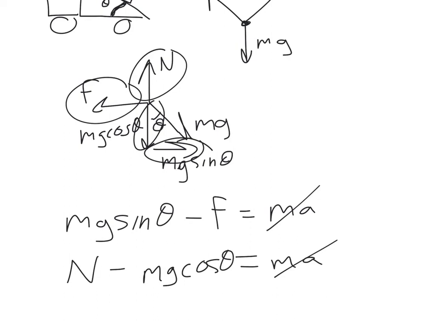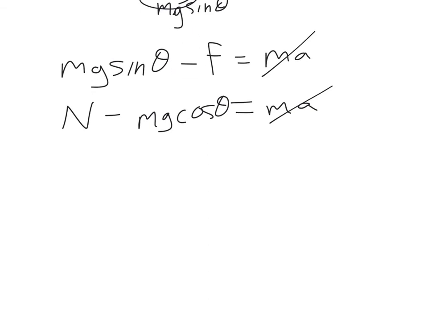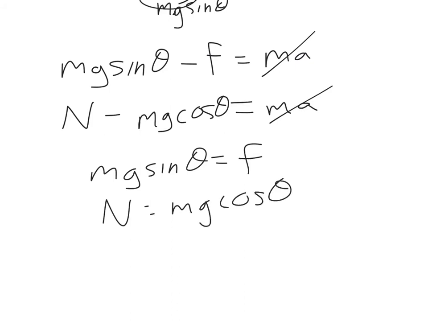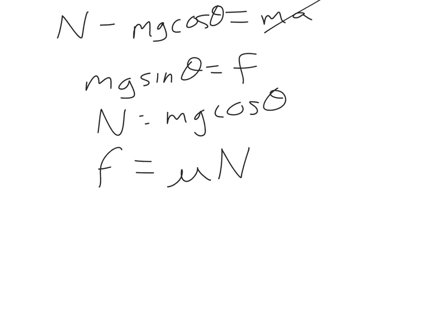And so when I set those two things equal to each other, I'm going to solve for force of friction and I'm going to solve for normal. So we know mg sine theta will be equal to force of friction. We know normal will be equal to mg cosine theta. And because this is a friction problem, we also have that the force of friction is equal to mu times the normal. So let's substitute both. Let's say that the force of friction, which we said was mg sine theta, will equal mu times mg cosine theta.